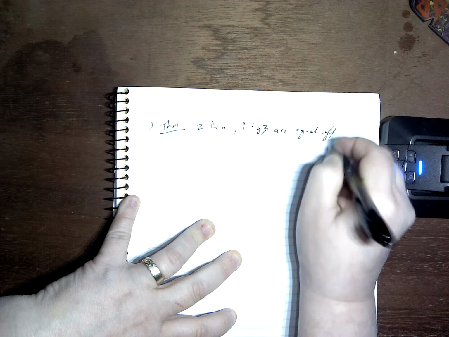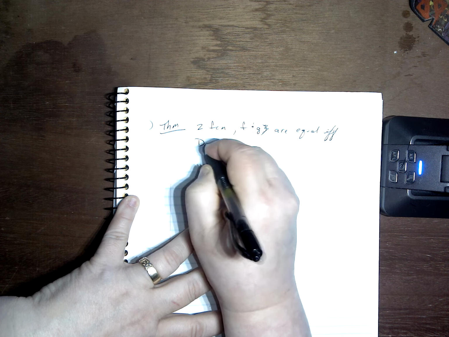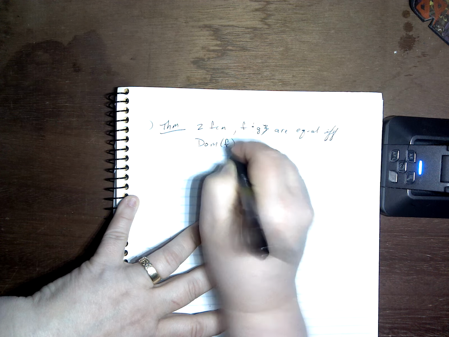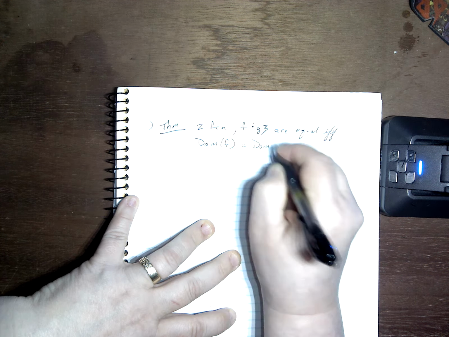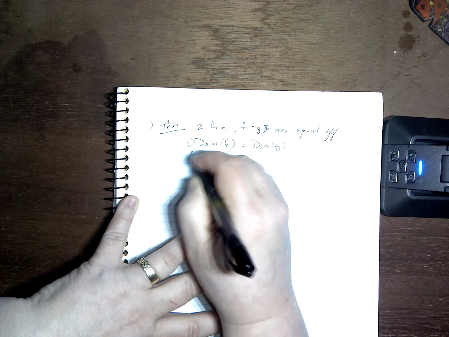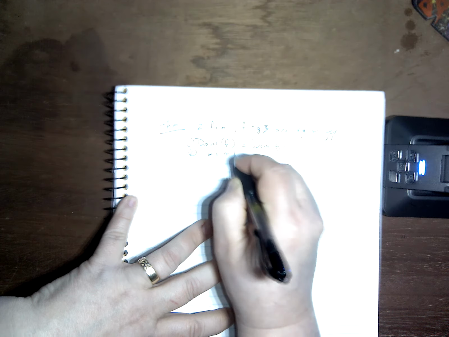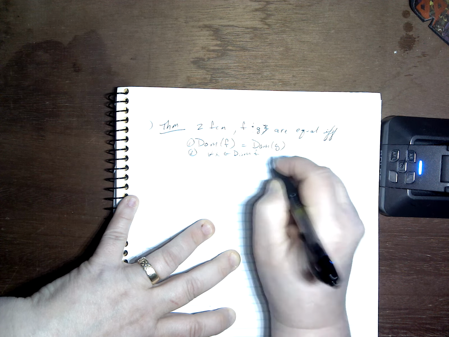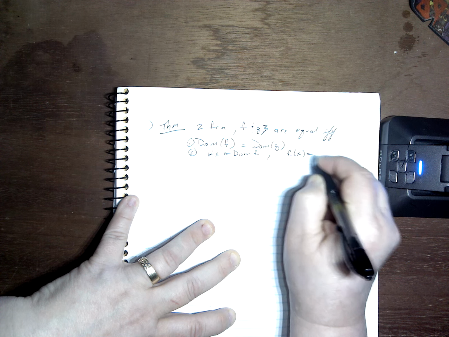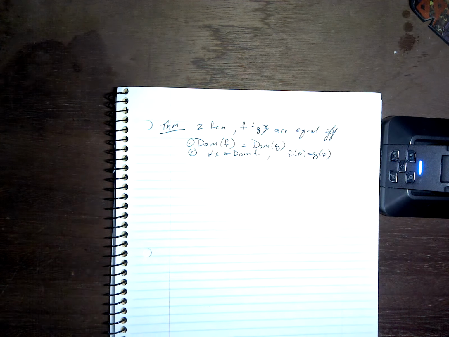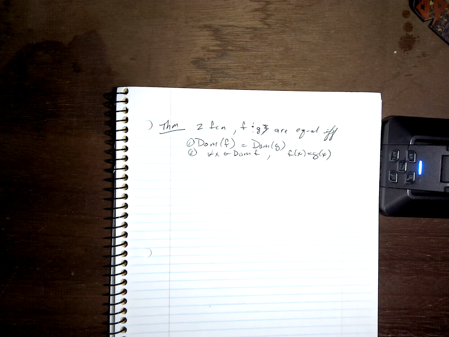Two functions f and g are equal if and only if the domain of f equals the domain of g, and for all x in the domain of one of them, doesn't matter since they're equal, f of x equals g of x. So why does this make a difference?